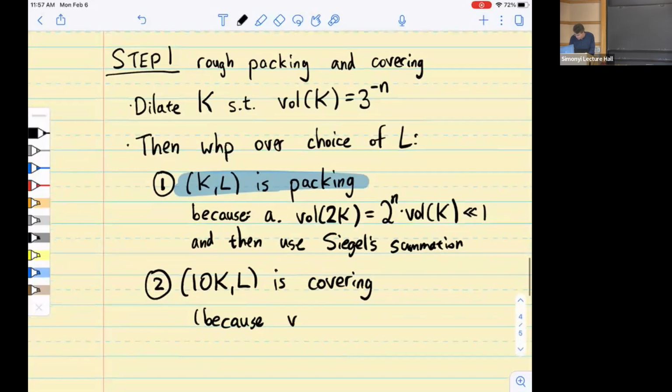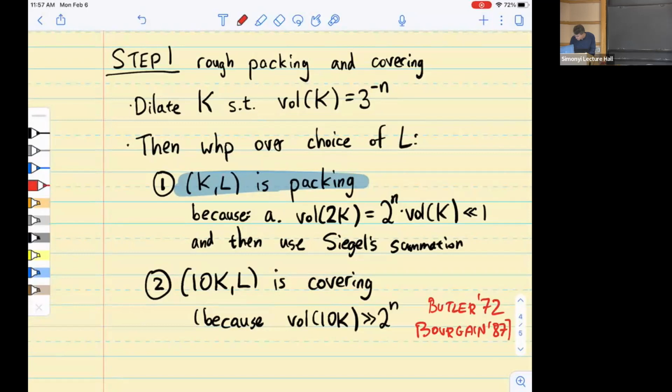We have a short proof in our paper, but this was kind of known. There are proofs by Butler, I think Rogers' student, from '72, and also by Bourgain in '87. I think he didn't know about Butler's proof. It's a completely different distribution of lattices, so they don't really work with random lattices. But if you look at Bourgain's proof, you could have done it.